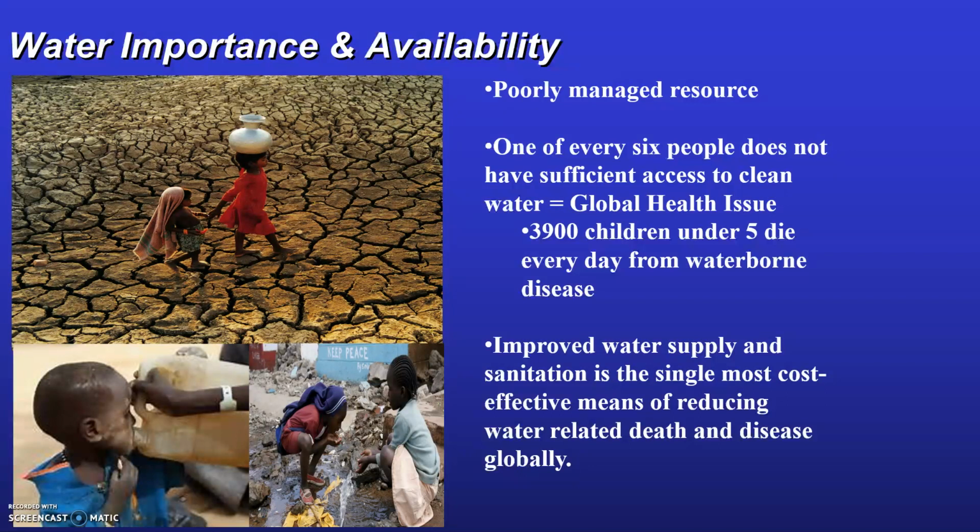About 4,000 children are dying each day under the age of 5 because of these waterborne diseases coming from human or animal feces. The only way to deal with it is to provide improved water supply and sanitation. It is the single most cost-effective means of reducing water-related death and disease globally.